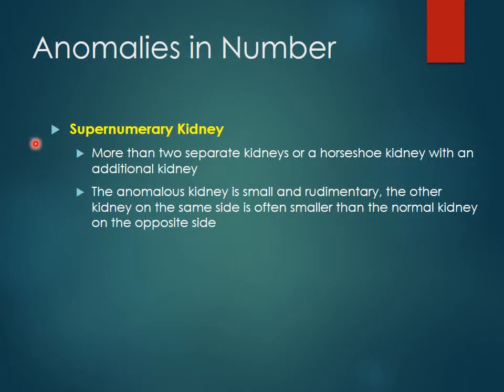Next would be the supernumerary kidney. This is the condition when there are more than two separate kidneys present in a patient, or a horseshoe kidney with an additional kidney. In supernumerary kidney, the anomalous kidney would usually be small and rudimentary in size, while the other kidney that is located on the same side would also be smaller when compared to the normal kidney on the opposite side.